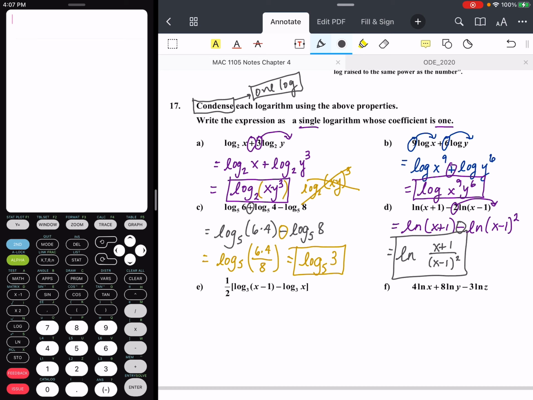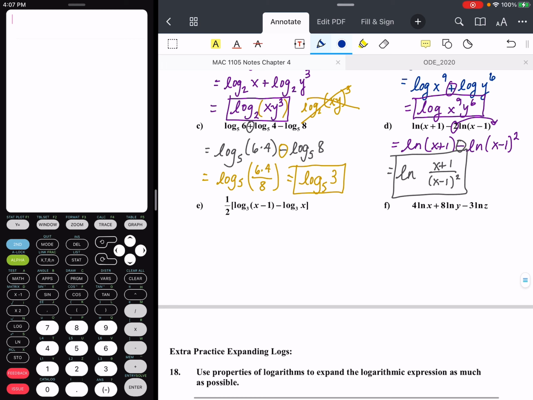And notice, because this is all kind of one big quotient that we're taking the natural log of, I don't need parentheses around that x plus 1 because they're already contained, just being in that quotient notation. But in the denominator, because I'm squaring the x minus 1, I do need the parentheses around the x minus 1. So if you want to put big fat brackets around that whole quotient, whatever floats your boat, but you need the parentheses around that denominator.